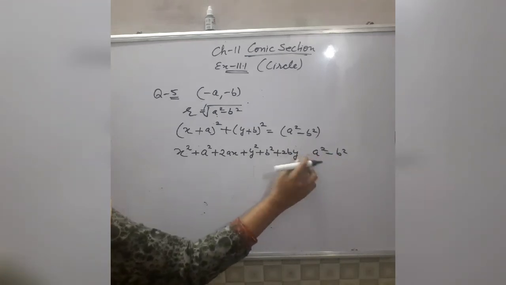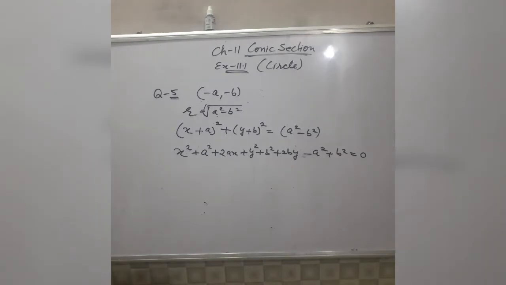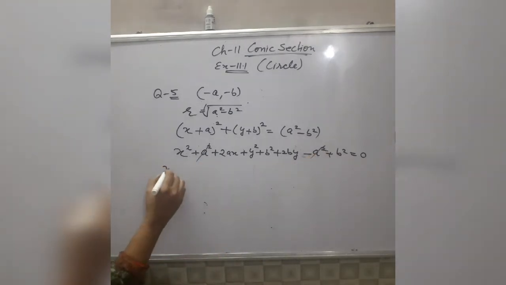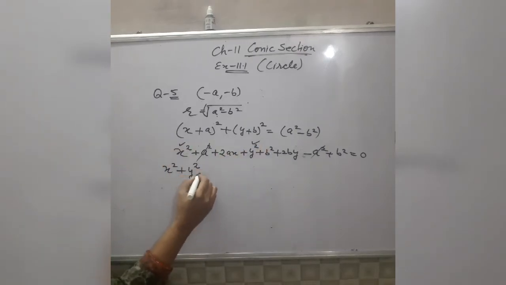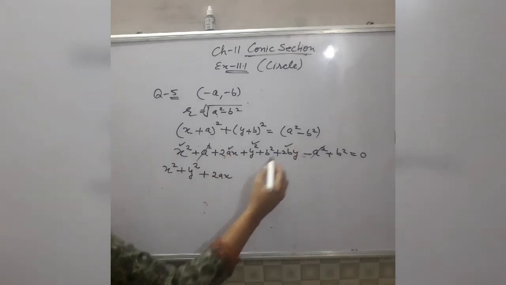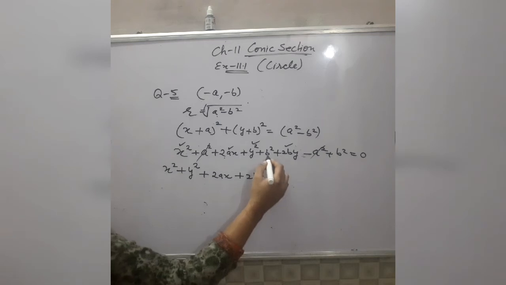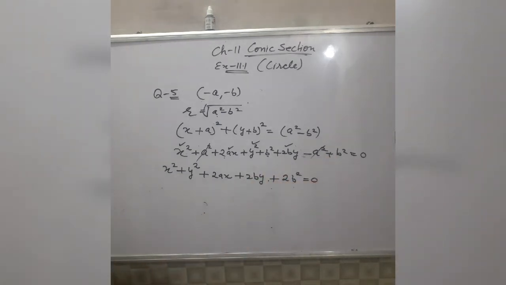And when a square and minus b square come to this side, it becomes minus a square and plus b square. A square is cancelled with a square. So you will get x square plus y square plus 2ax plus 2by and plus b square, it becomes 2b square equals 0. So this is the equation of a circle.